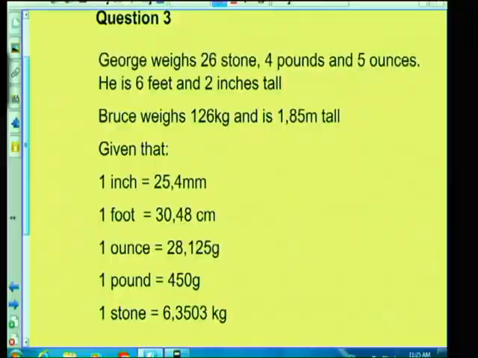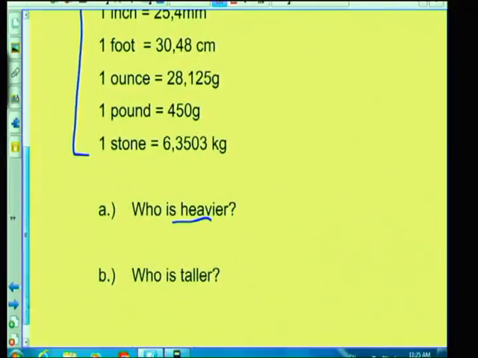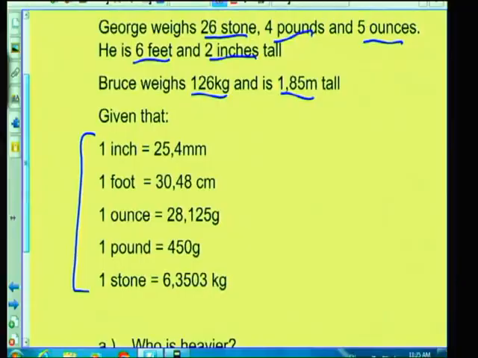It tells us that George weighs 26 stone, 4 pounds, and 5 ounces. Now, you might be thinking, wow, I've never heard of this sort of story before. Then it also says he's 6 feet and 2 inches tall. Bruce, however, weighs 126 kilograms and is 1,85 meters tall. We're given a whole lot of information, and then they ask us who is heavier. The next part of the question is who is taller. So I think that's a really nice little question.